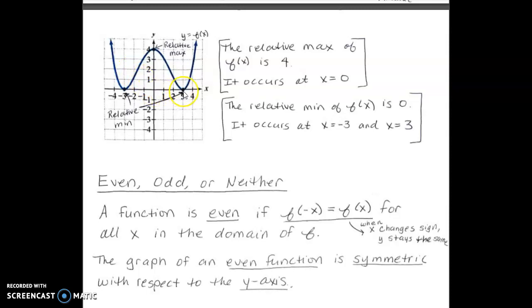Okay, notice that when x is 3, we have a y value of 0. When x is the opposite, -3, we also will have a y value of 0. That happens for every value of x. If x is 1, the y value is 3. When x is -1, the y value is also 3. So this relationship causes it to have symmetry about the y-axis.